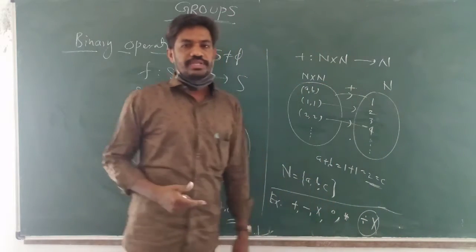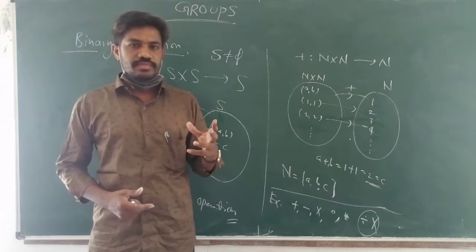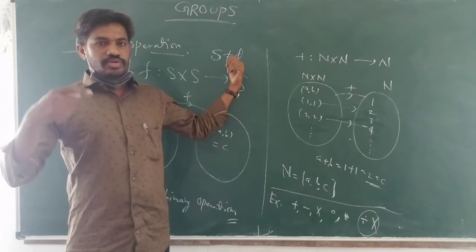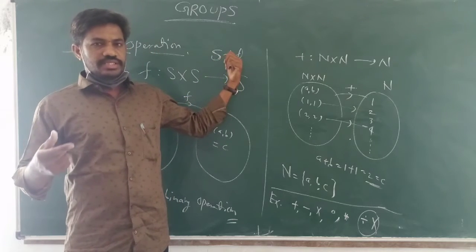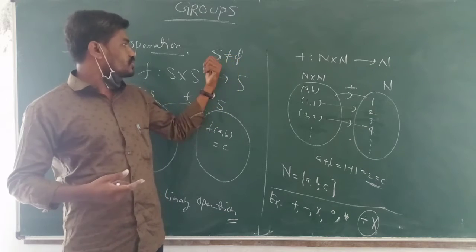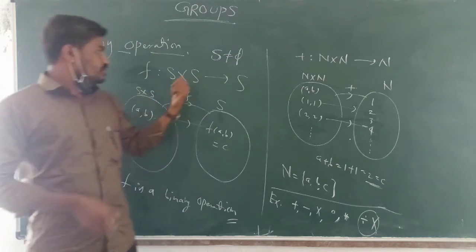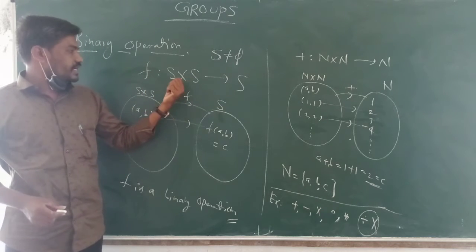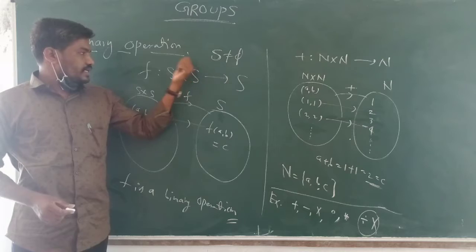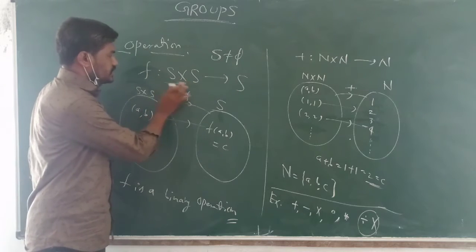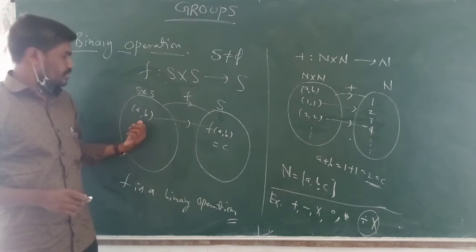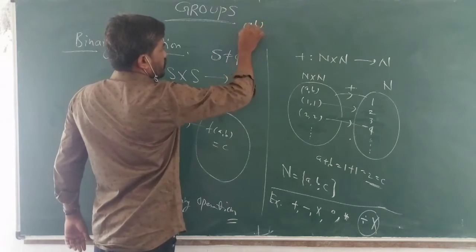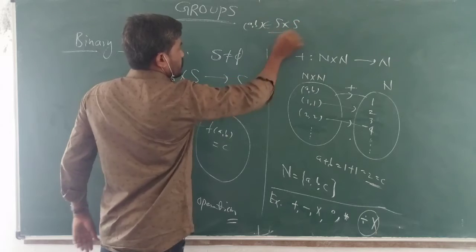What does binary operation mean? You select one function and one non-empty set. Let S be a non-empty set, and you can select some elements a, b, c belonging to capital S. So this is the domain. This is the codomain. The function is defined from S cross S to S. S cross S means pairs of elements (a, b) belonging to S cross S.